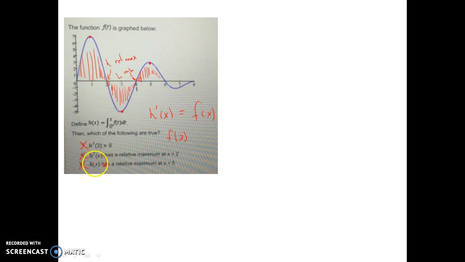If these two were switched, then both of them would be true. Because h has a relative maximum at 2. The integral function has a relative maximum at 2. And h prime has a relative maximum at around 5. Looks around 5. So anyway, this one is just trying to make sure that you understand the difference between the integral function and the original function when you're using the second fundamental theorem of calculus.